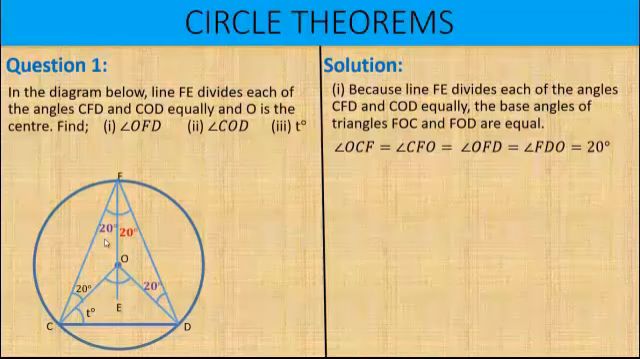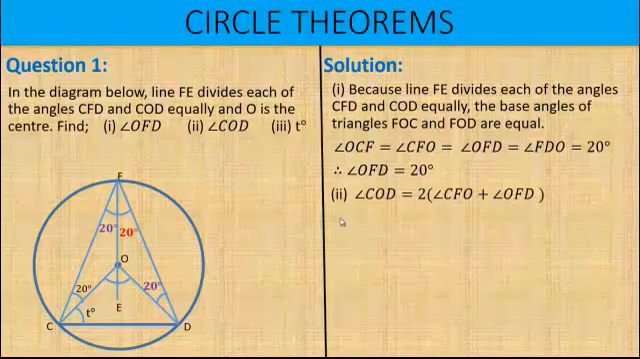Good. So right now we can say that angle OFD is equal to 20 degrees, and that is question I. It has been answered now. So we move on to II. For II, we are going to find angle COD. That is the angle at the center.